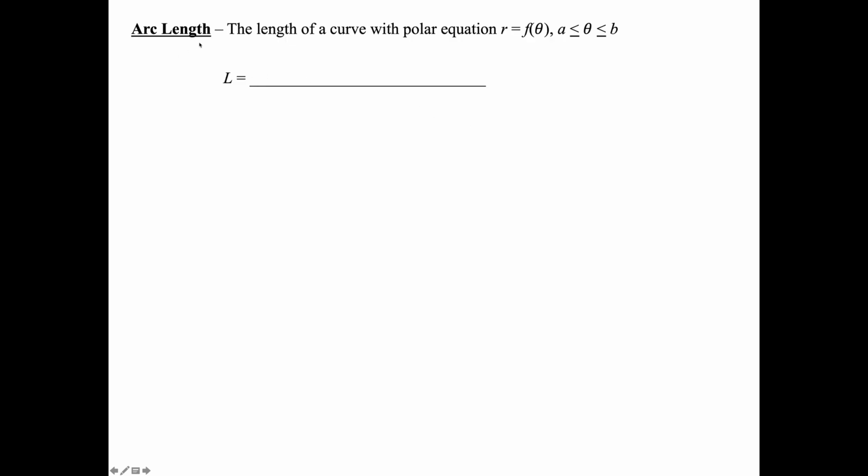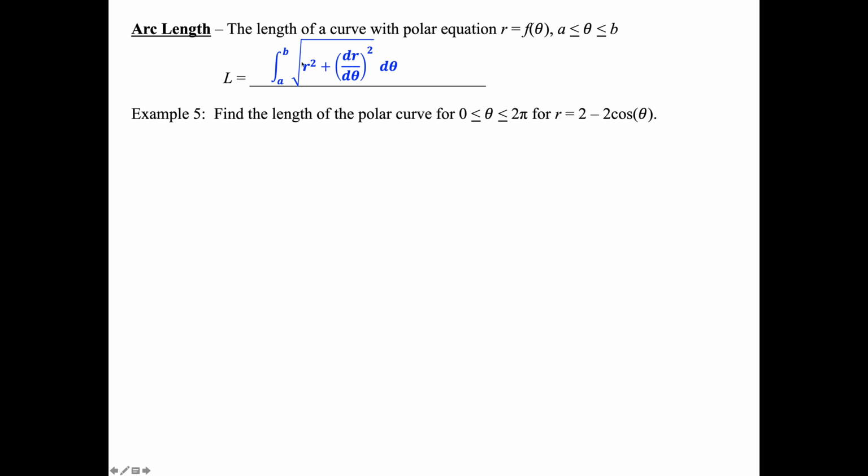Next is our arc length. The length of the curve with polar equation r equals f of theta between a less than or equal to theta less than or equal to b is going to be our integral from a to b, the square root of r squared plus the derivative of r squared d theta. We talked about this before for our arc length. We're just going to apply it to our polar equations.